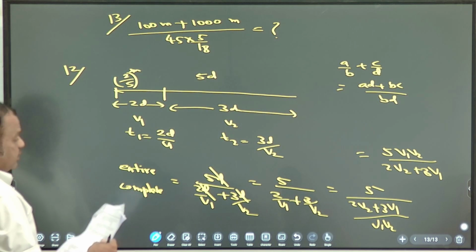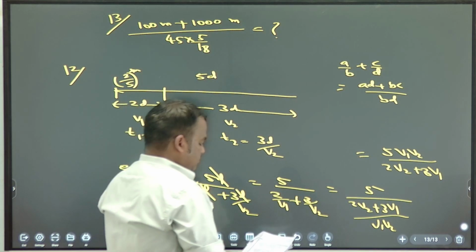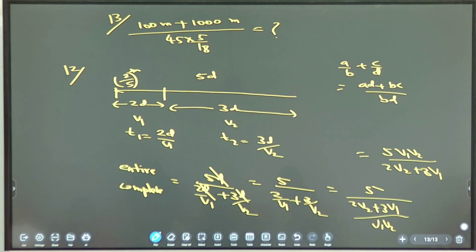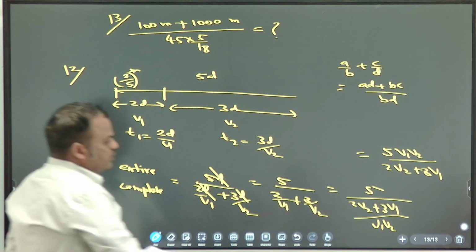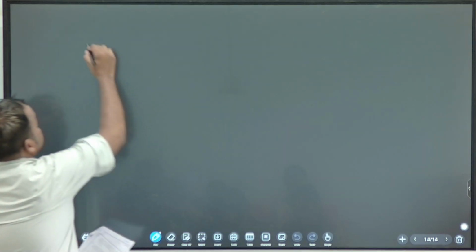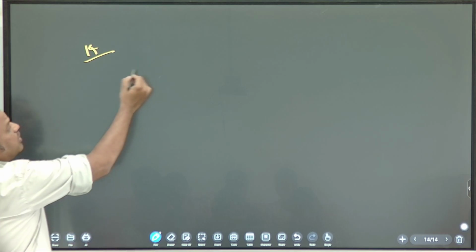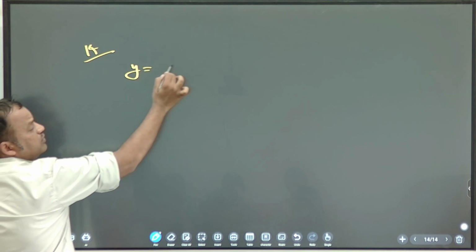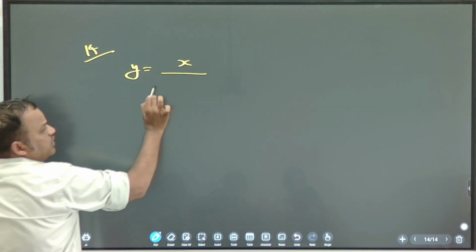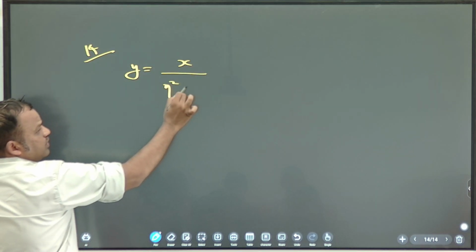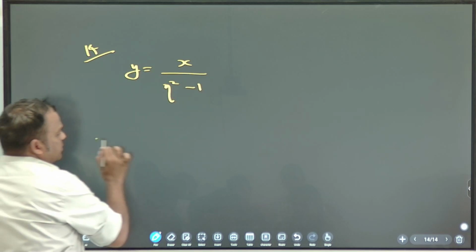Now 14. Note down, copy this, everyone. Clear? Any doubt? A bullet fired into a fixed target loses half its velocity after penetrating 3 centimeter. How much further will it go to come to rest? There is a direct formula for this. What is the direct formula? Y is equal to x by eta square minus 1.